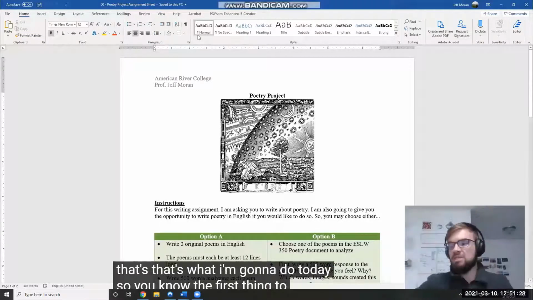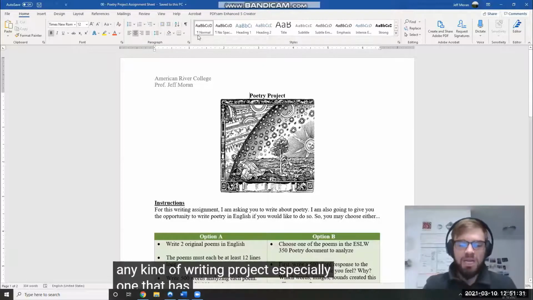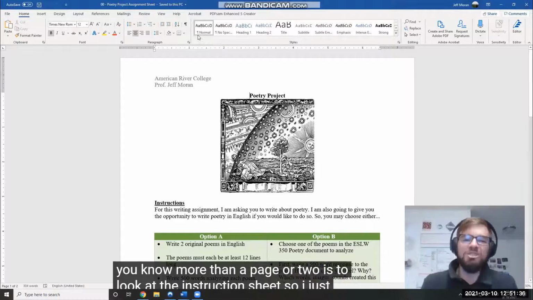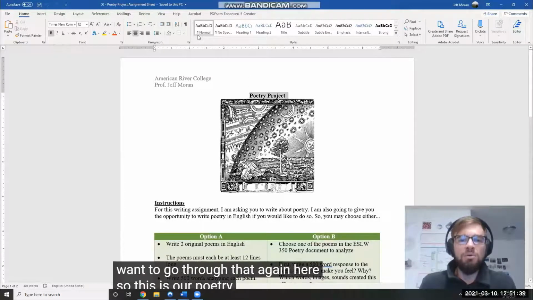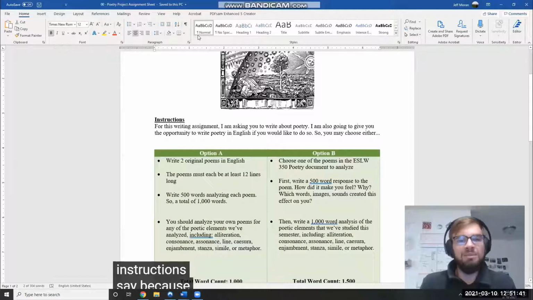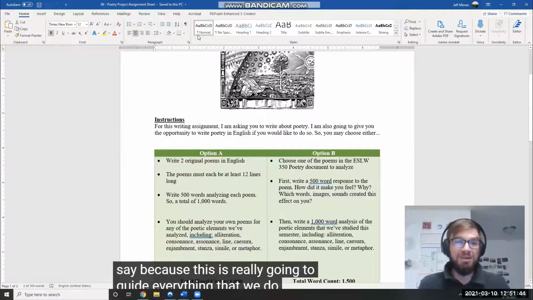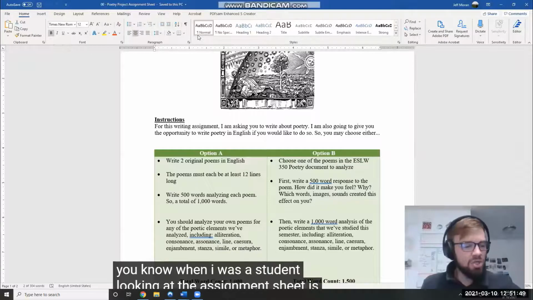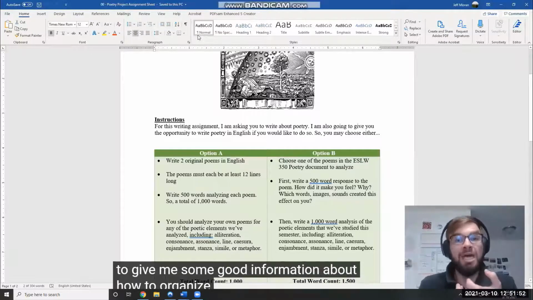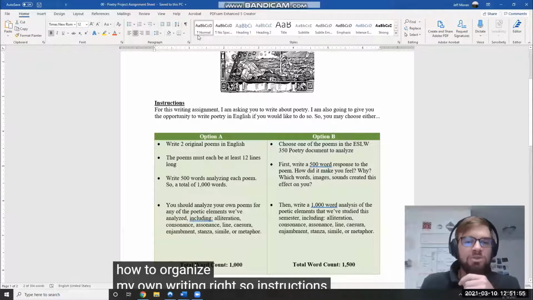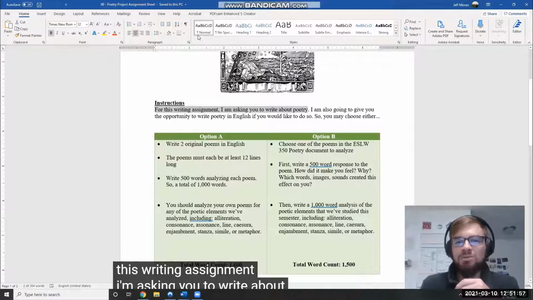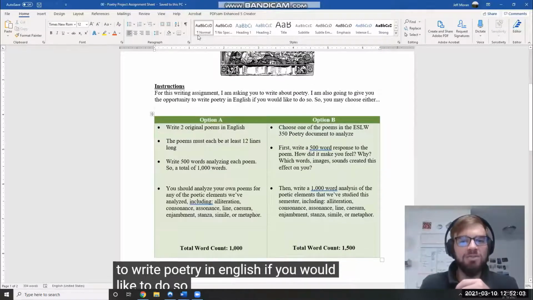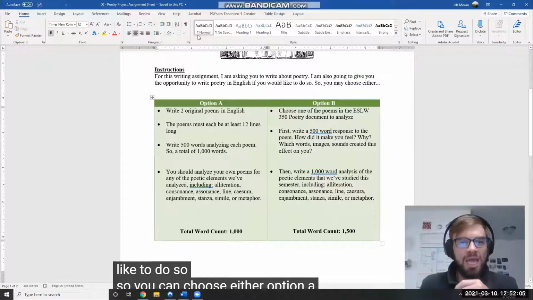So the first thing to do with any kind of writing project, especially one that is more than a page or two, is to look at the instruction sheet. So I just want to go through that again here. This is our poetry project, and the instructions are really going to guide everything that we do. Especially when I was a student, looking at the assignment sheet gave me good information about how to organize my own writing, right? So instructions for this writing assignment: I'm asking you to write about poetry. I'm also going to give you the opportunity to write poetry in English if you would like to do so. So you can choose either option A or B.